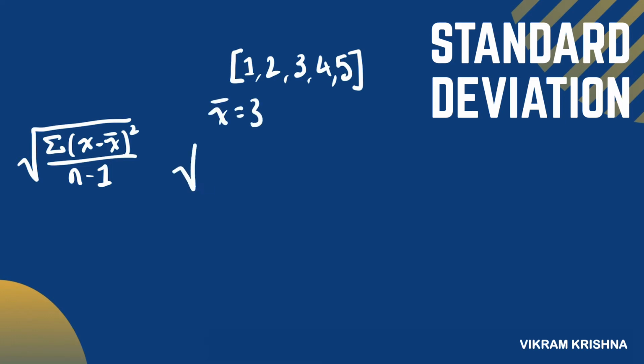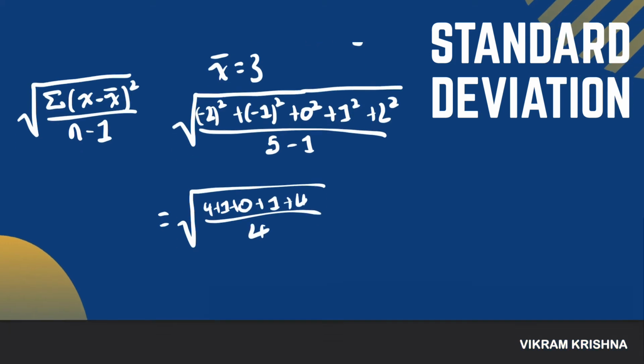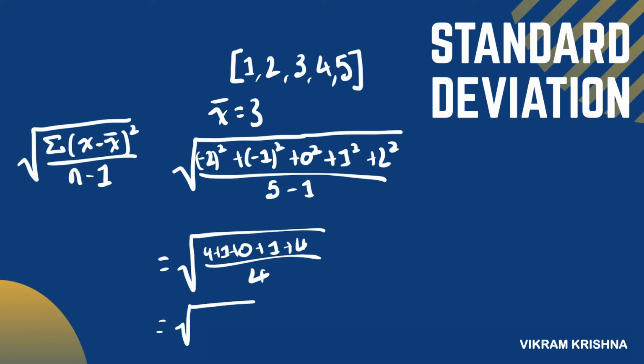And so the standard deviation would be 1 minus 3 squared, so negative 2 squared, plus 2 minus 3 squared, so negative 1 squared, plus 3 minus 3 squared, 0 squared, plus 1 squared, plus 2 squared. All divided by 5 minus 1. So if you were to compute this, it would become 4 plus 1 plus 0 plus 1 plus 4 all over 4, which is square root of 10 over 4, which approximately comes out to 1.6.